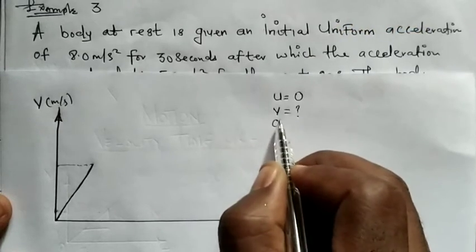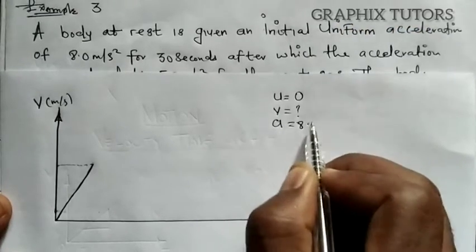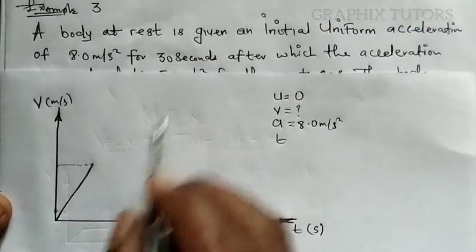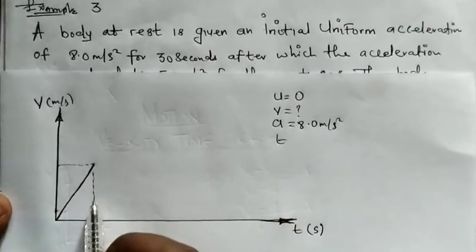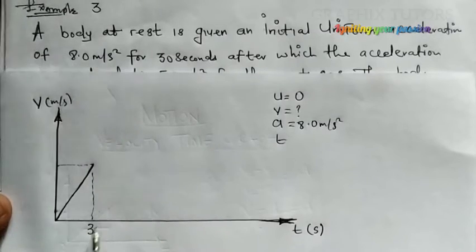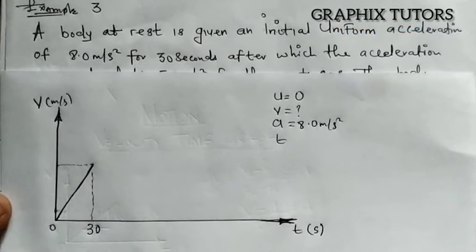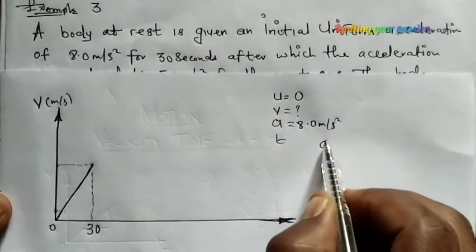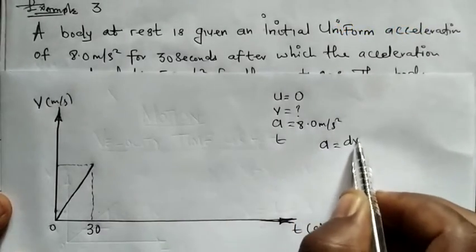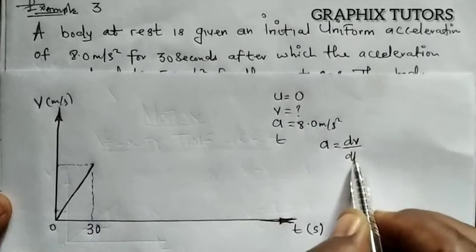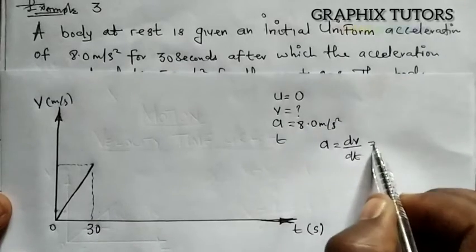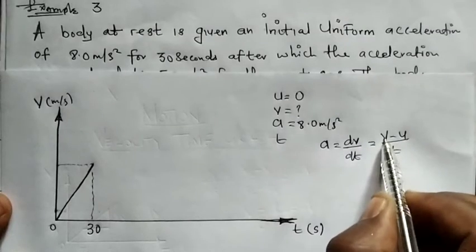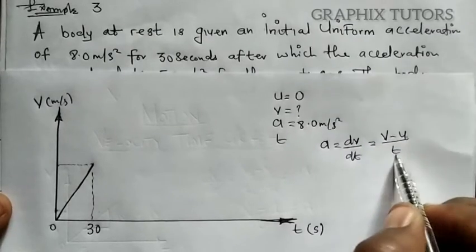Our acceleration is equal to 8.0 meter per second square. Then the t is 30 seconds. So I write my t here. This point is 0. So if you recall, my acceleration is equal to change in velocity over change in time, which is given as V minus u over t, where v is final velocity, u is initial, and t is the time.